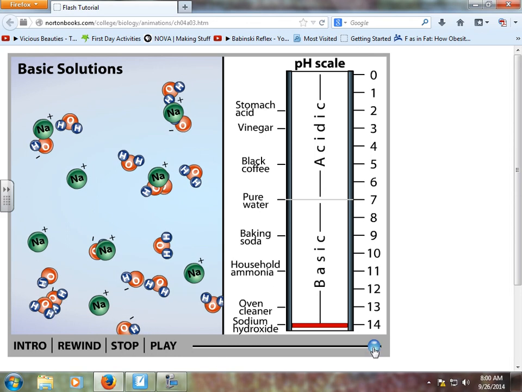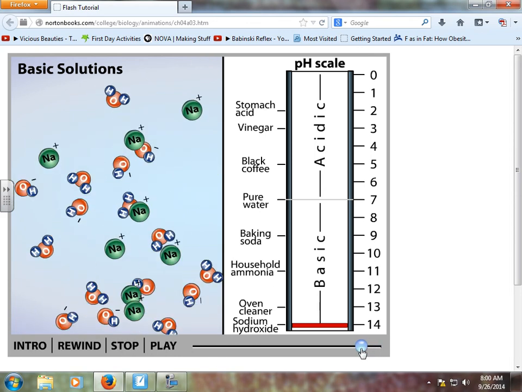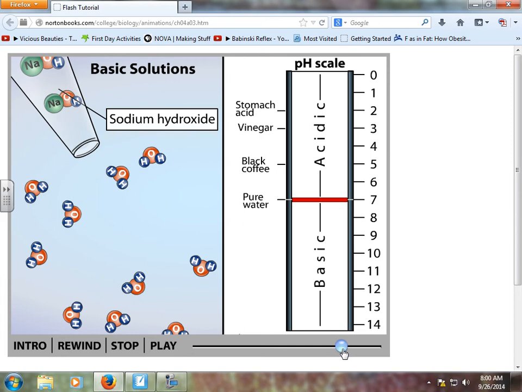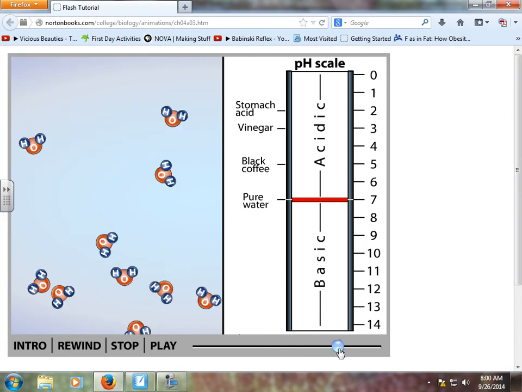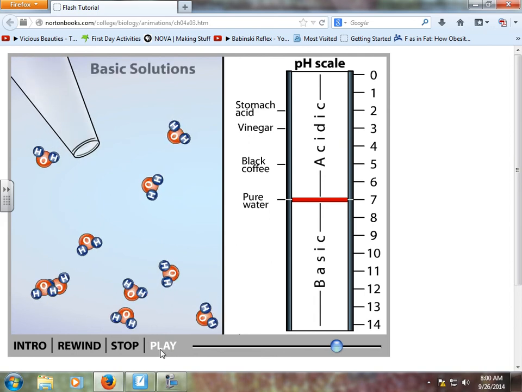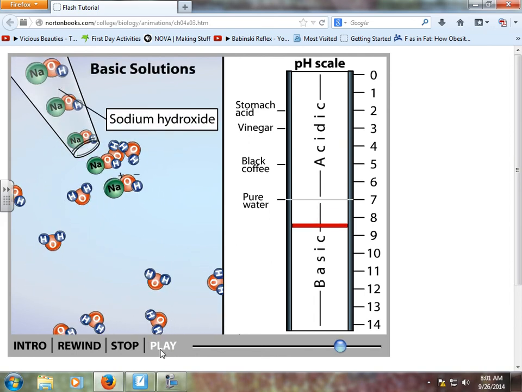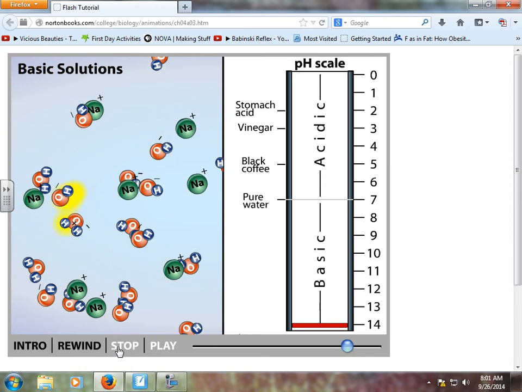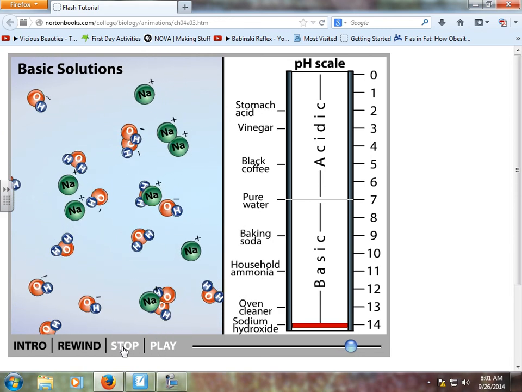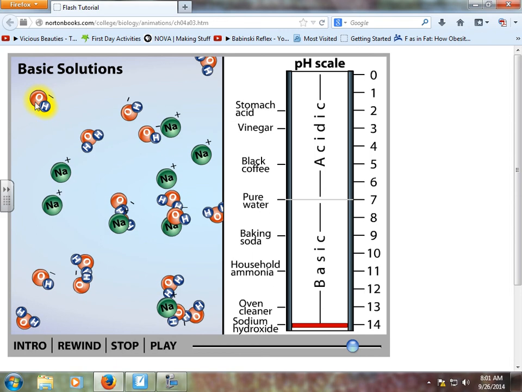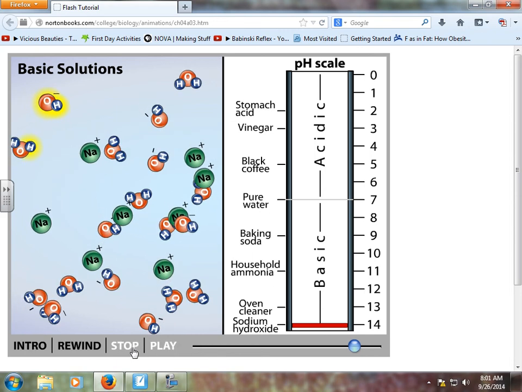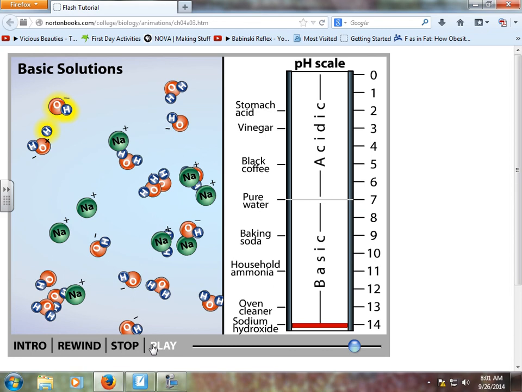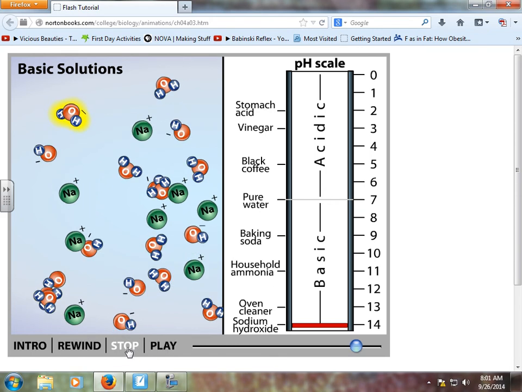Okay. Now that one's a little bit trickier to see what's going on. So let me back it up a bit. The first thing you should be able to see is that when a base, such as sodium hydroxide, NaOH, dissociates, it forms these OH negatives, and then all you see the OH negatives doing is attracting. If you follow this highlighted one, watch what it does. It pulls other H's from other waters.